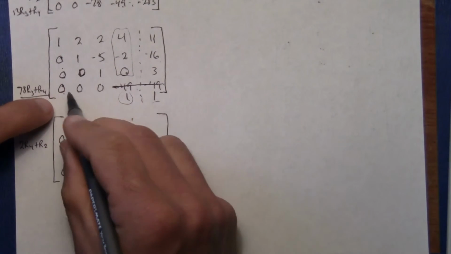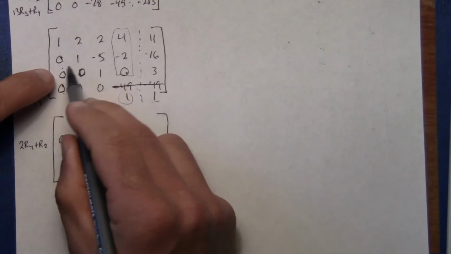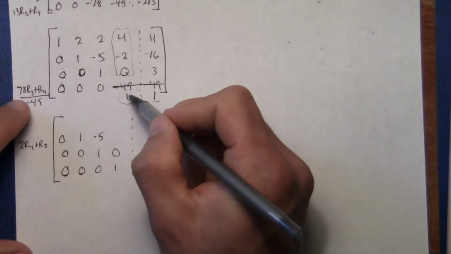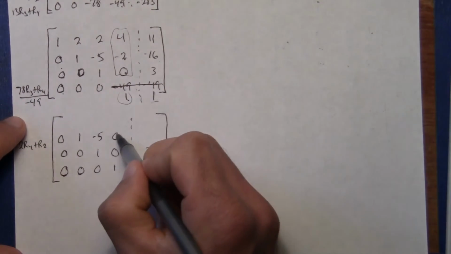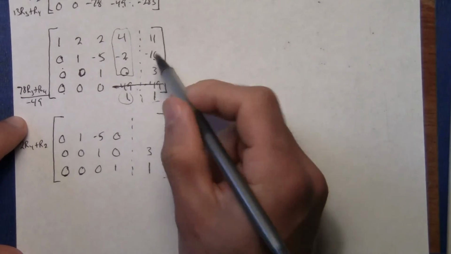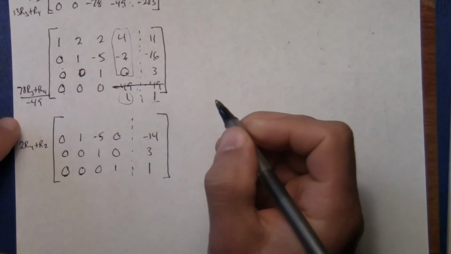Again, it's the reason that those need to be 0 so that those things don't change, because I don't want them to change right now. And then it would be 2, negative 2, or 0. 2, negative 16, so negative 14.